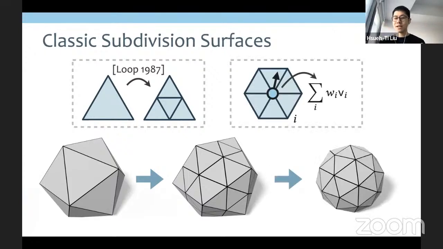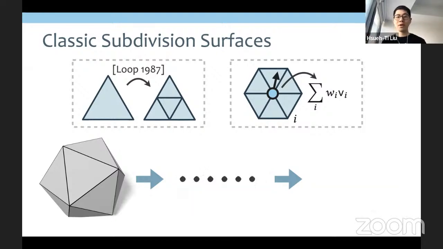And the second step is to actually move the vertex positions of this model according to some predetermined rules, such as some weighted average. And you can recursively apply these two steps. If you apply it an infinite number of times, then you end up getting something called a limit surface, which is basically a smooth and high resolution shape starting from this coarse shape.